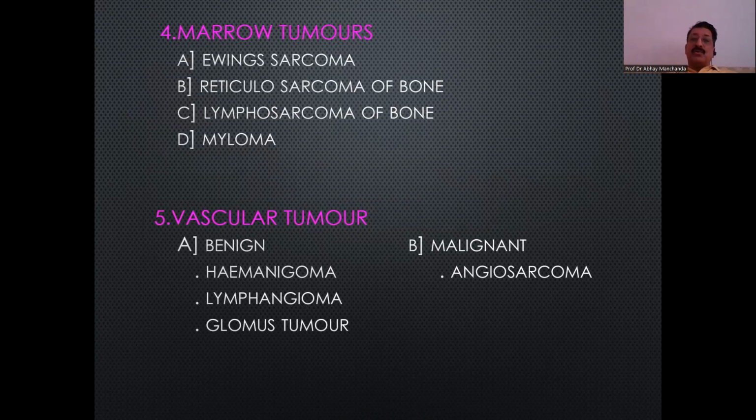There can be marrow tumors. Marrow tumors means the tumors that arise within the marrow. Most important is Ewing sarcoma. We all know it occurs in children. Reticulosarcoma of bone, lymphosarcoma of bone, myeloma. Fifth is vascular tumor. Vascular tumor again can be benign or can be malignant. Benign can be hemangioma, lymphangioma, glomus tumor. Malignant tumor can be angiosarcoma.